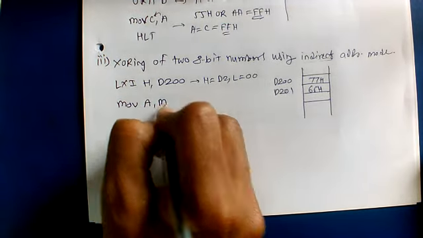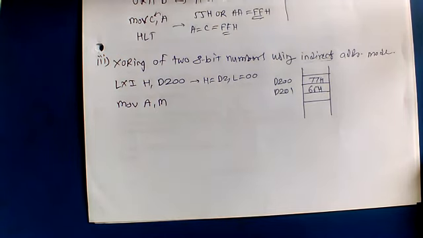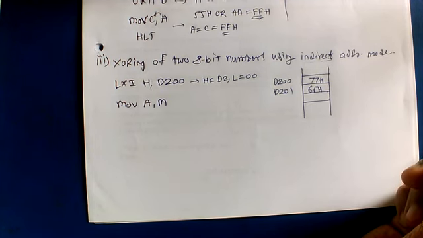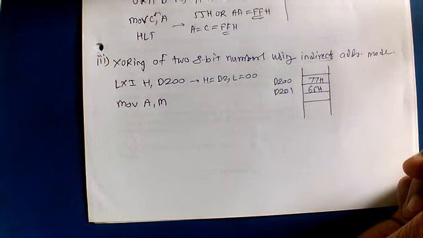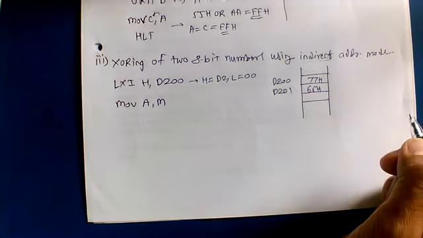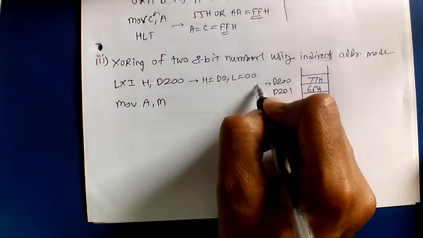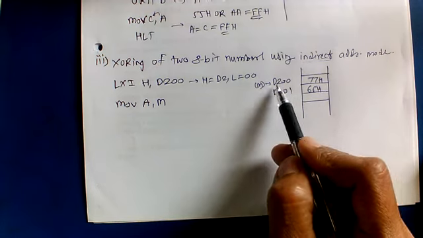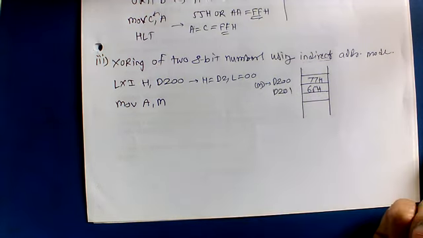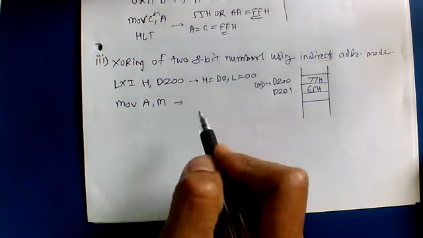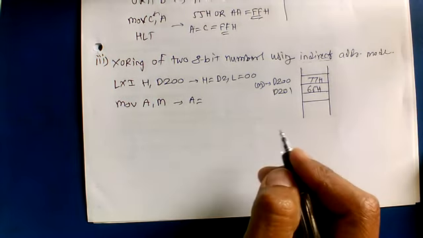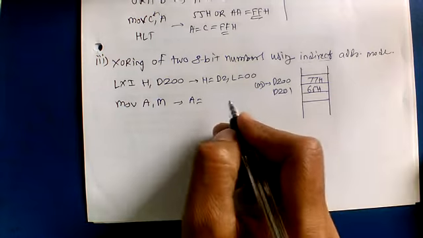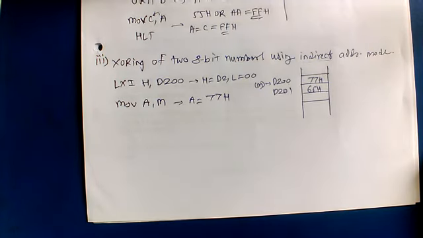The next instruction is MOV A, M. So what is MOV A, M? Copy the memory content pointed to by HL into the accumulator. HL is pointing where? Here. Already we have created one memory pointer by using HL. So at this location D200, 77H is available. So after the execution of this MOV A, M, in the accumulator you will get 77H.